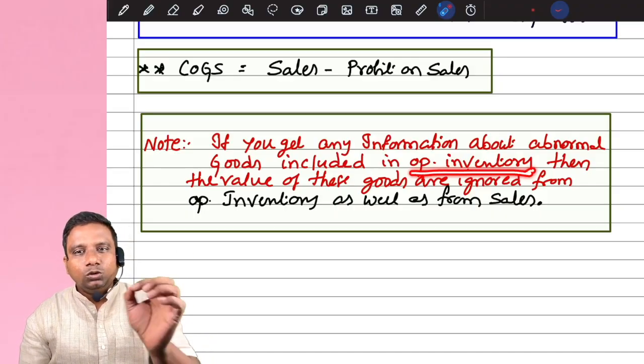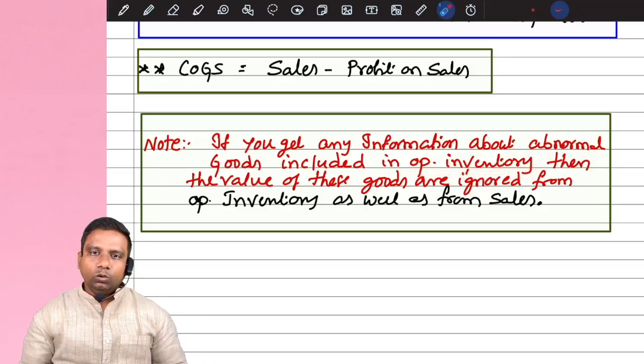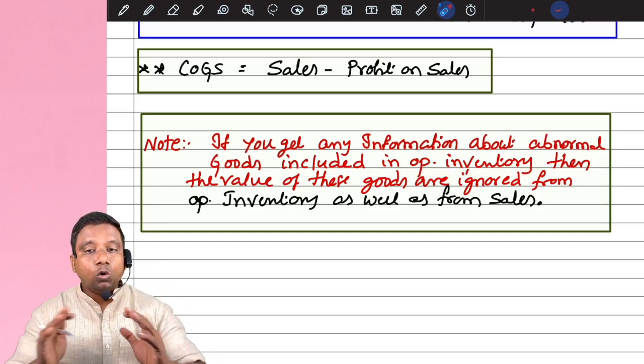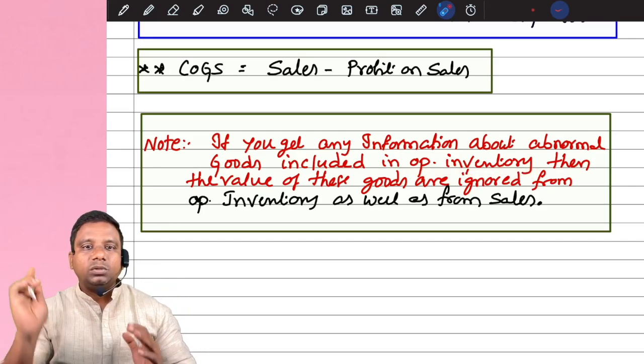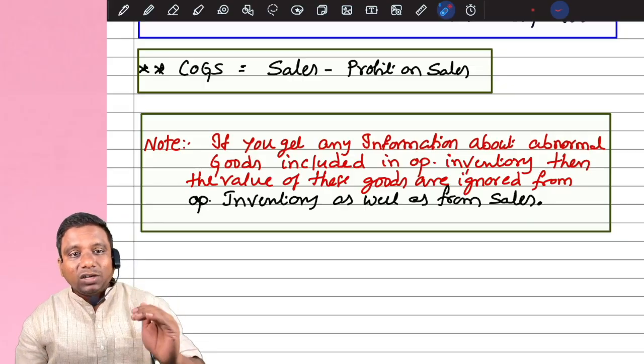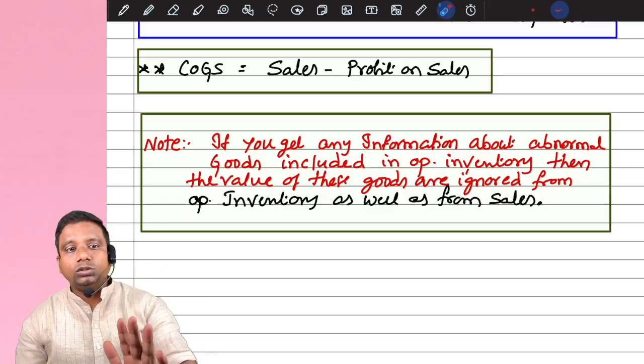Generally, abnormal goods information is given in the opening inventory. In that case, what we do is, from opening inventory we deduct the abnormal goods. And these abnormal goods are sold in the current year. That information they will also provide.